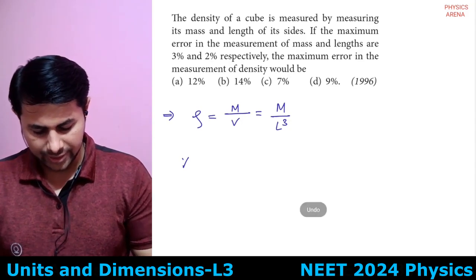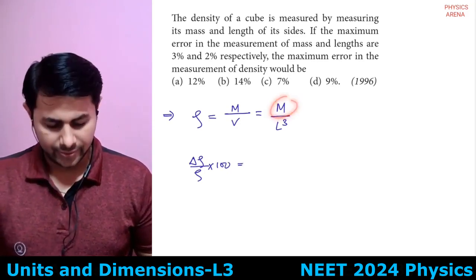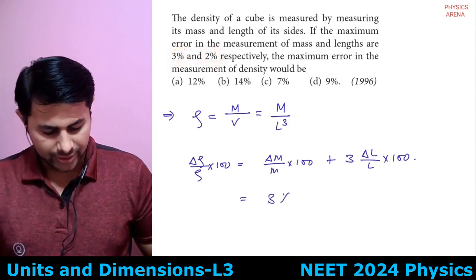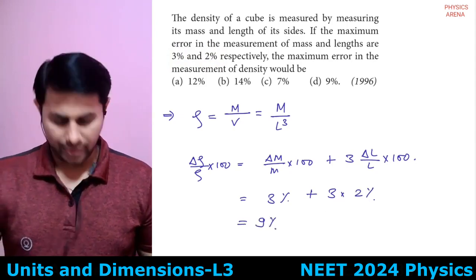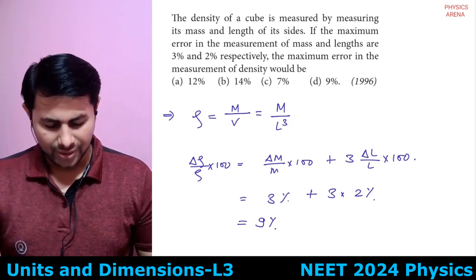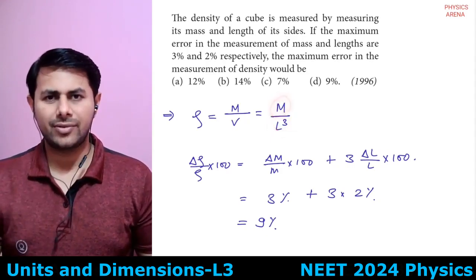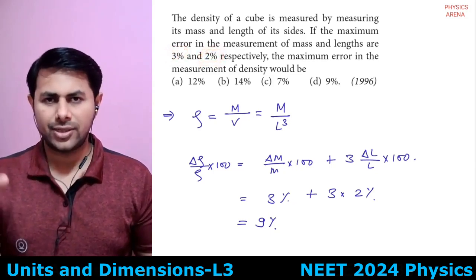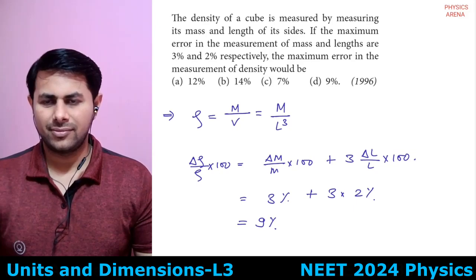Therefore the percentage error in density, delta rho upon rho multiplied by 100, is equal to the percentage error in mass plus 3 times the percentage error in length. This is 3%, this is 2%. So 3% plus 3 times 2%, which is 6%, plus 3%, 9%. I wrote all this because I am explaining it. But if you are sitting in an exam, just see that the formula is m upon L cube, so the percentage error in m plus 3 times the percentage error in L. That is 3 plus 3 times 2, 3 plus 6, 9. No need to write down all the steps. This will come with practice.